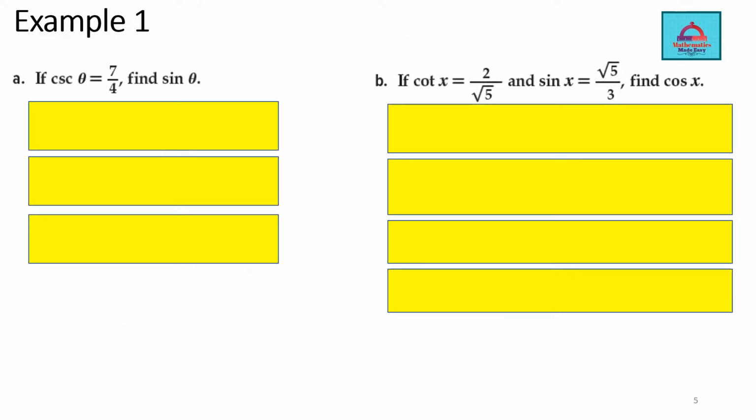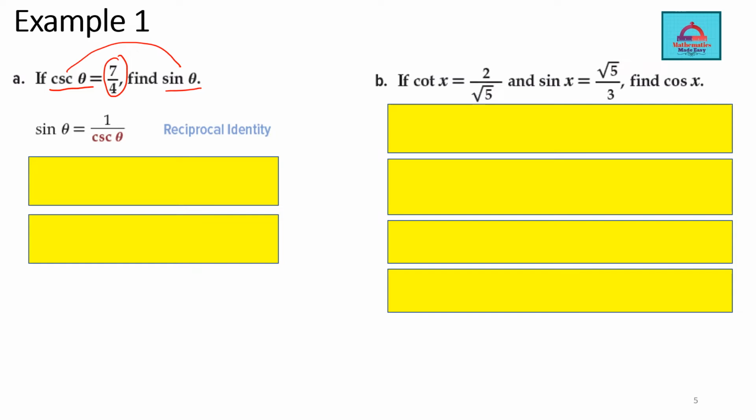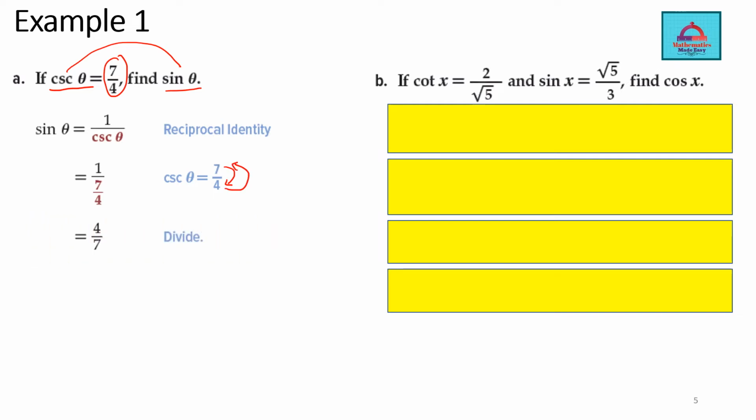Let's do an example on the reciprocal identity. Cosecant is given to you as 7 by 4. You have to find sine. Now what is the relationship between cosecant and sine? They are reciprocal of each other. So can I say that sine theta would be 1 over cosecant theta by reciprocal identity? So that's the reciprocal of 7 by 4. If you take reciprocal, you interchange numerator and denominator. Means 7 will come down, 4 will go up. So it will become 4 over 7.